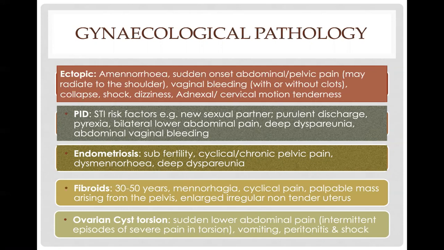And then finally, another one I chose to include was ovarian cyst or torsion. Typically, these patients present with a sudden onset lower abdominal pain, which in the case of torsion might include intermittent episodes of severe pain. They might have vomiting, they might be peritonitic, especially if they've got a ruptured ovarian cyst, and they might again show signs of hemodynamic instability and shock.